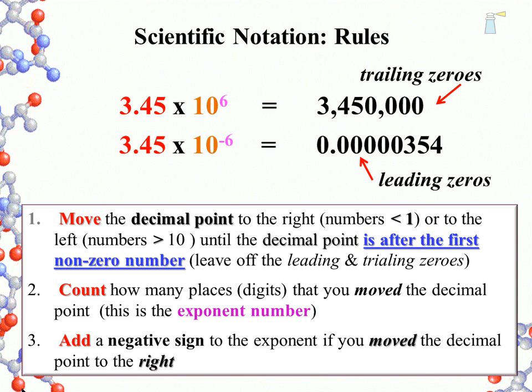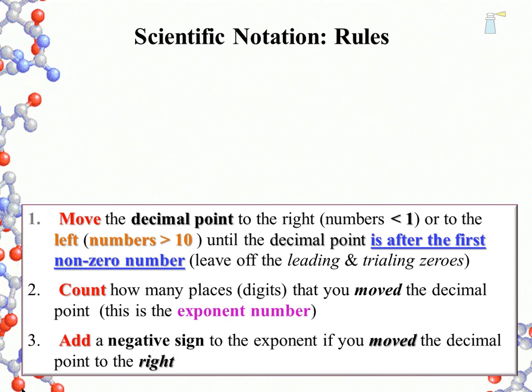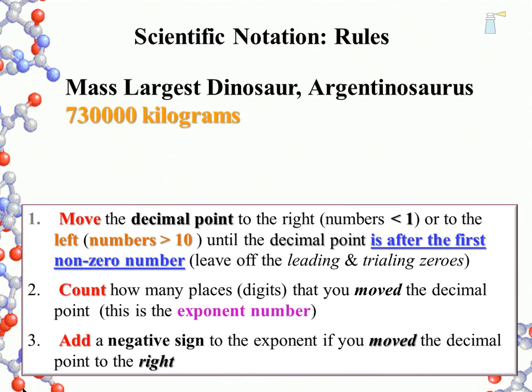Shall we try a few problems? See these rules in action? All right. The mass of the largest dinosaur ever, Argentinosaurus, 730,000 kilograms. Begin by writing out that number. Even though it is generally not written, we know that there is a decimal after the last zero. The last 0 is in the ones column.